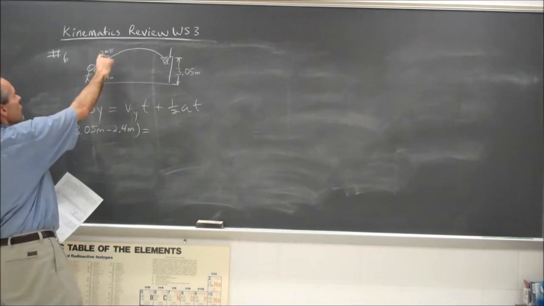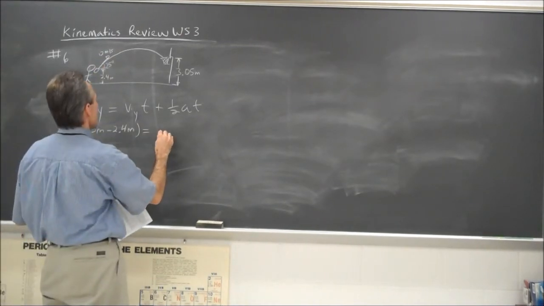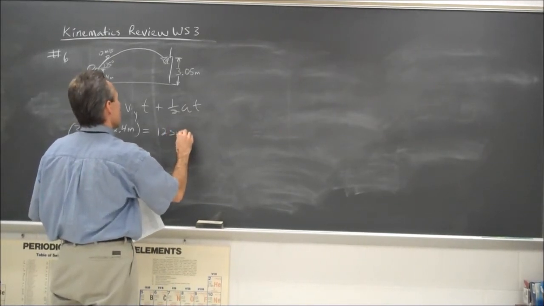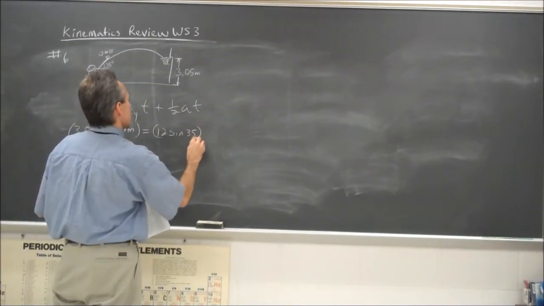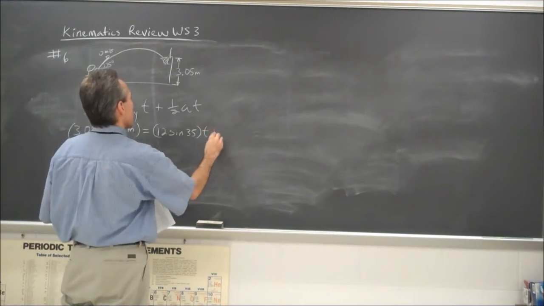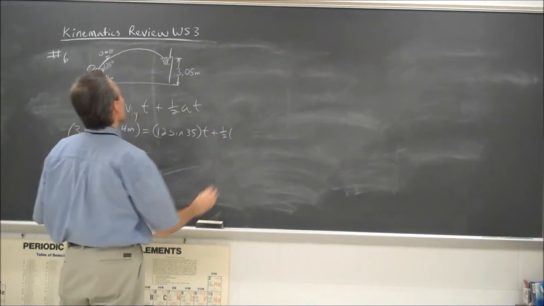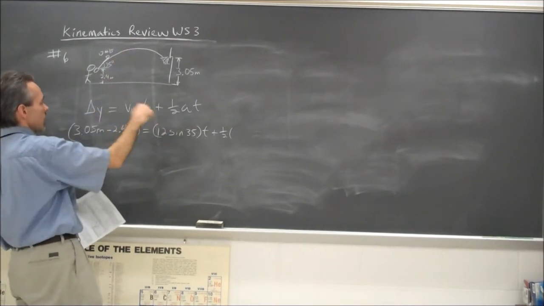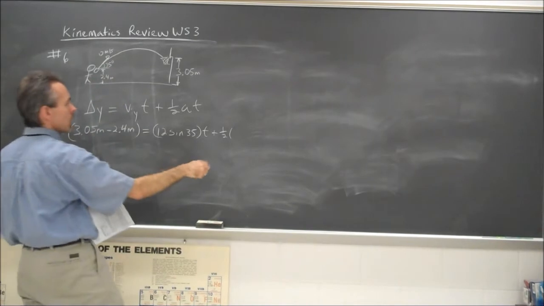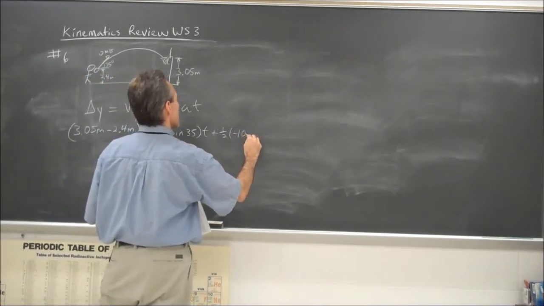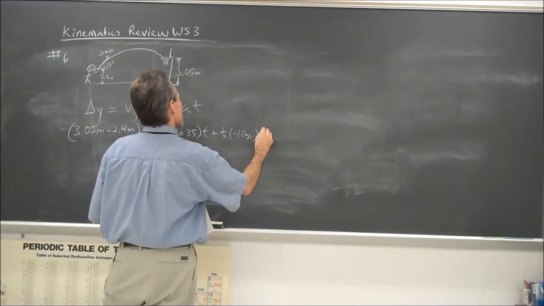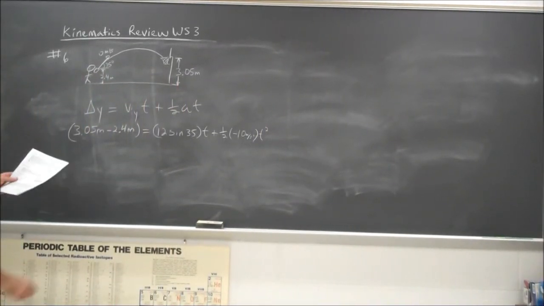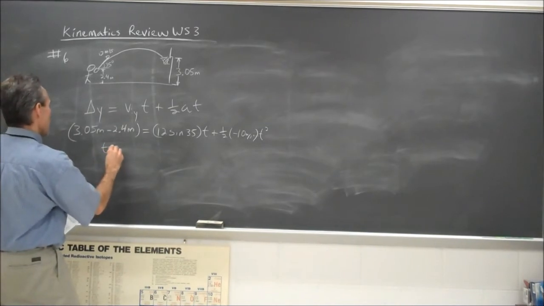V_iy is just the vertical component of that 12 meters per second, so that's 12 times the sine of 35 times the time t, plus 1/2 of the acceleration. Upward is positive and acceleration is downward, so it's got to be negative: minus 10 meters per second squared times the time squared. This is a quadratic, and we can solve it for t.